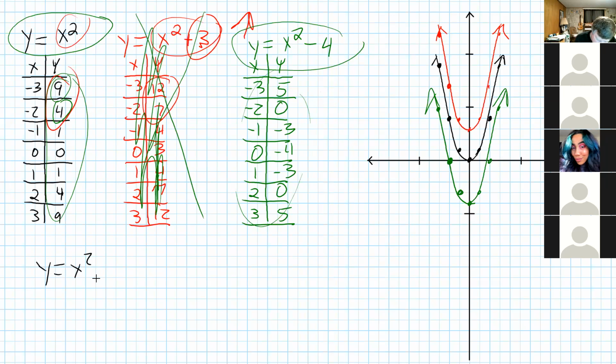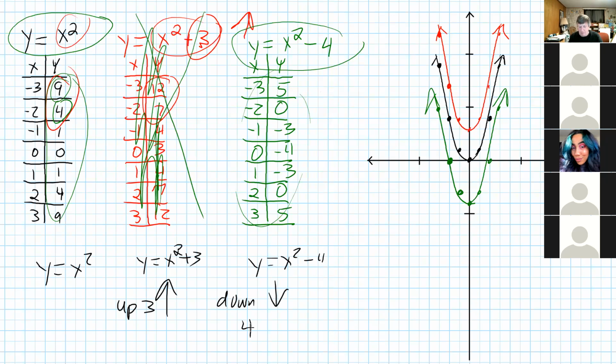y equals x squared. y equals x squared plus 3 goes up 3 units. y equals x squared minus 4 goes down 4 units. Okay, so if we've got y equals x squared and we put a constant term out on the right side of that x squared, okay, if it's positive, it moves it up that many units. If it's negative, it moves it down that many units. Okay, any questions there?